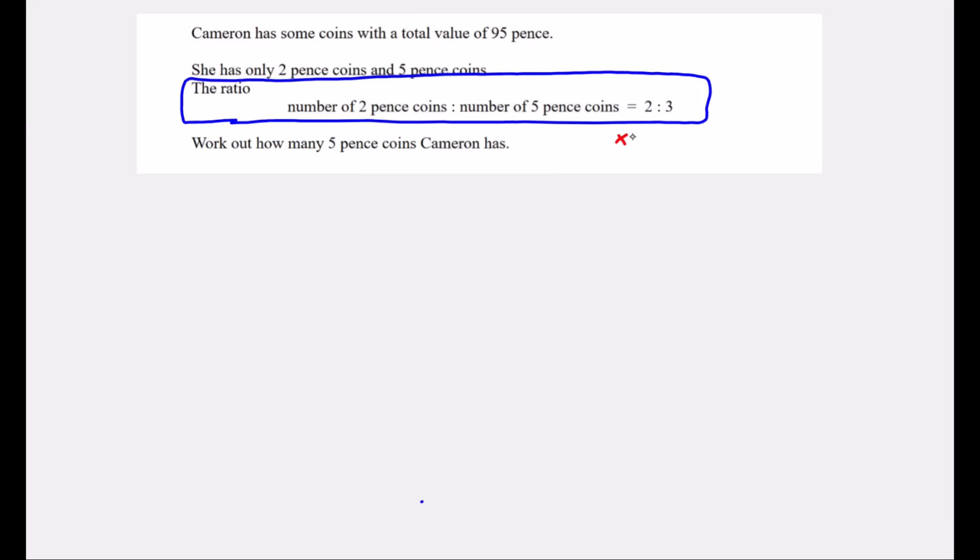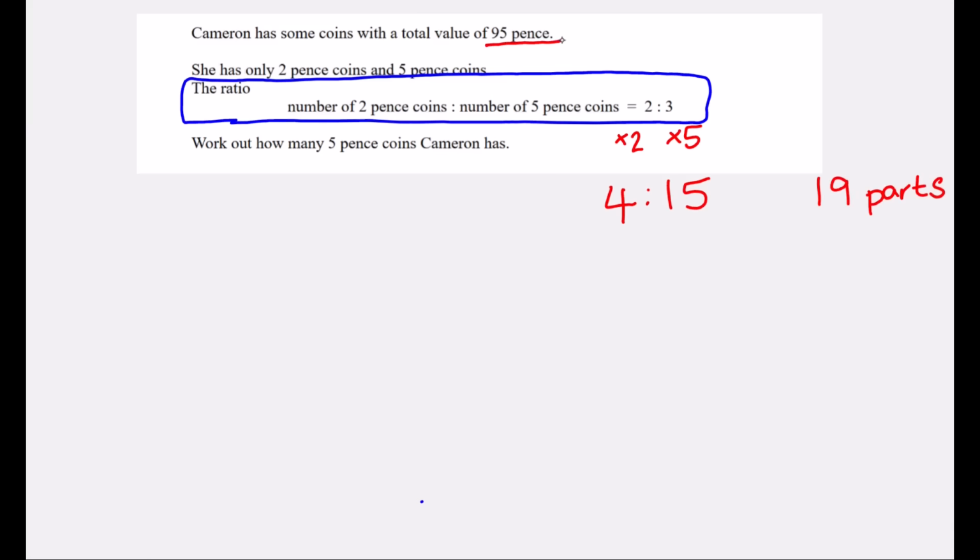And we can do that by timesing the 2p's by 2 and the 5p's by 5. So for every 2 2p's, there are 3 5p's. Those 2 2p's will be worth 4p, which is 2 times 2. And those 3 5p's will be worth 15p, 3 times 5. So now we've got the ratio of the values. So there are 4 and 15, which is 19 parts in total.